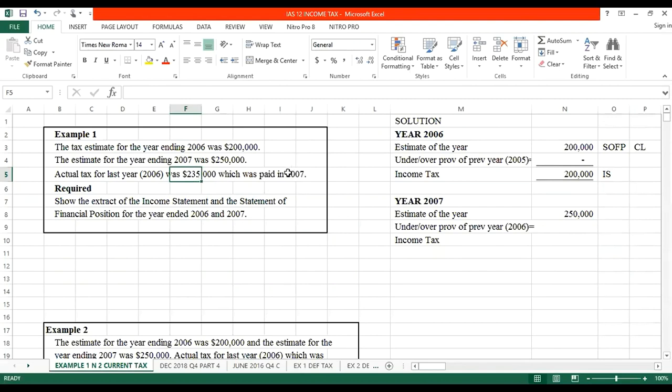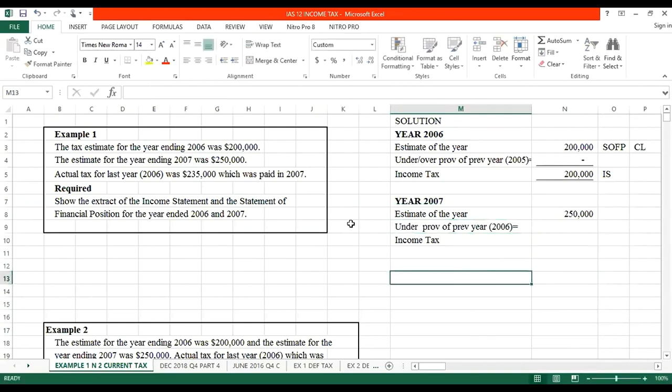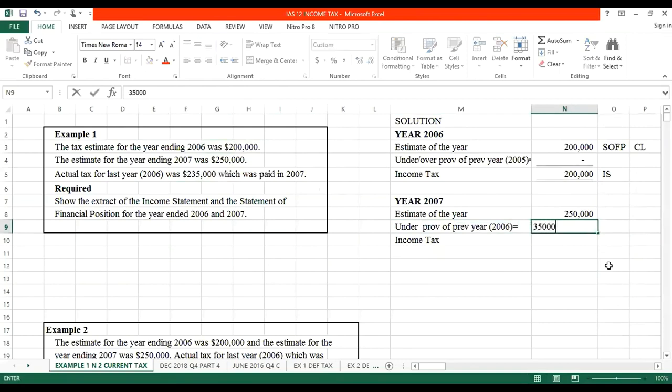But it was paid in which year? 2007. Now, what did we estimate last year? We estimated last year the tax to be 200,000. And then it turned out to be 235. So we estimated 200, but the actual was 235. So we can conclude that we underprovided. Why did we underprovide? We provided for 200, but the actual was 235. So we underprovided for last year by how much? 35,000.